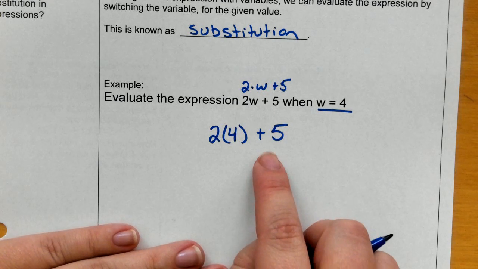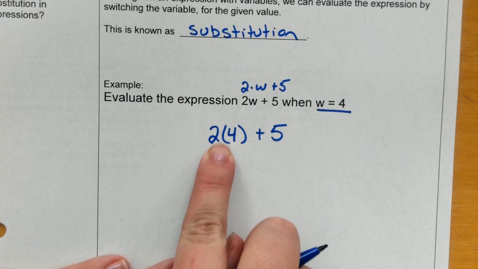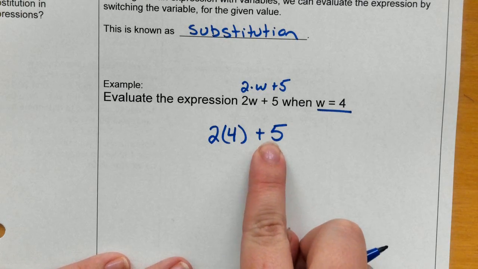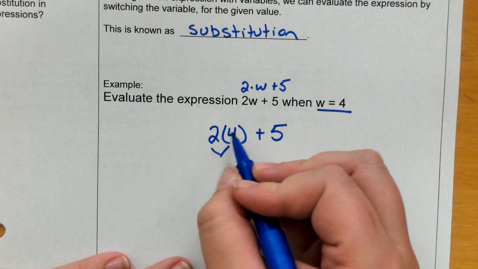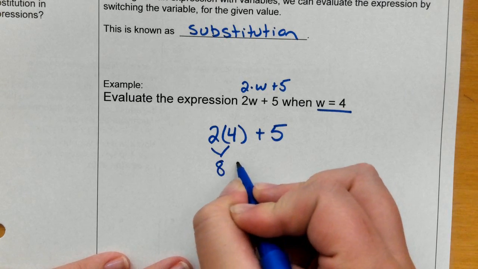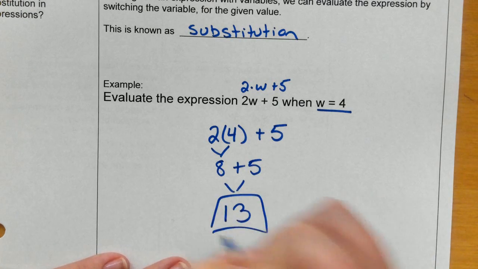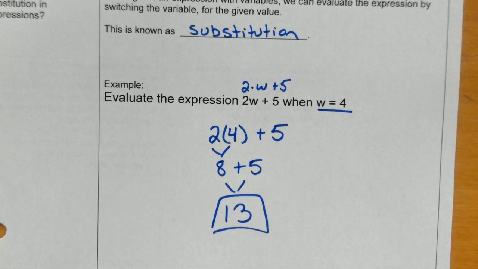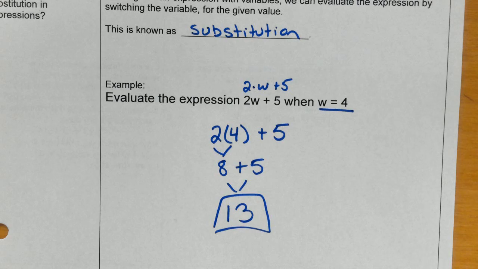If you remember GEMDAS, our order of operations, those still apply. We have multiplication here, addition here. The multiplication is going to happen first. 2 times 4, and that's 8. 8 plus 5 is 13. And so that's our answer. Unfortunately, this will be the easiest example you see. There's some examples on the back that we're going to walk through together.